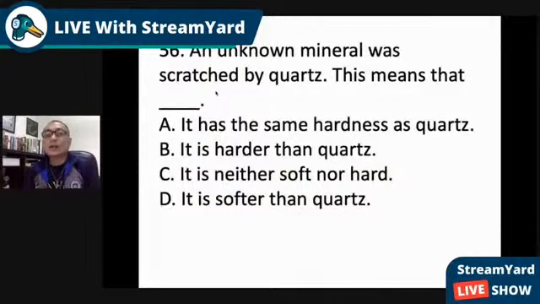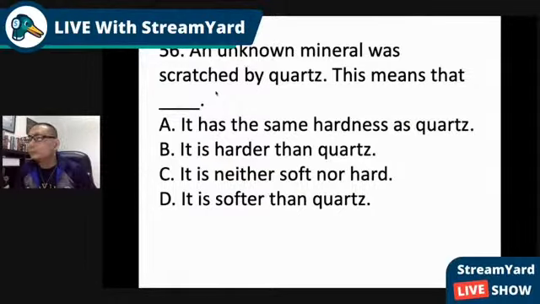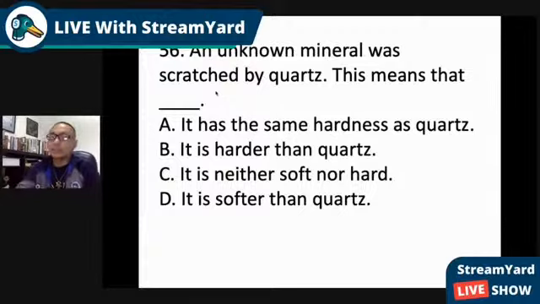56. An unknown mineral was scratched by quartz. Okay, let us analyze this. What does this mean? We are going already to the concept of hardness of material. This means that blank. Is it the same hardness as quartz? Harder than quartz? Neither soft nor hard, or softer than quartz?